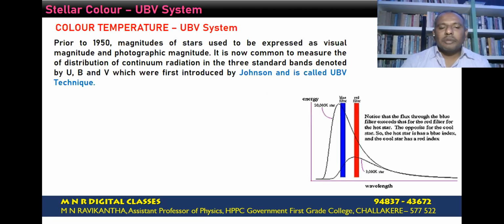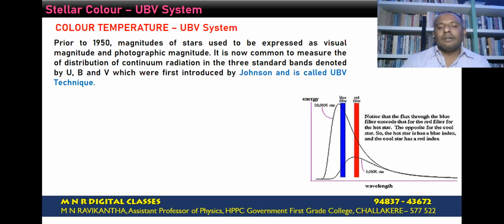Now, to understand this UBV technique, let us go through this energy distribution curve. Here we have two different energy distribution curves corresponding to different temperatures. The lower one represents the cooler star, whereas this one represents the hotter star. Now observe here, this represents the blue band, this represents the red band. Blue band corresponds to the ultraviolet region, red band corresponds to the visible region. Now the energy density or the flux corresponding to the blue region and red region are measured.